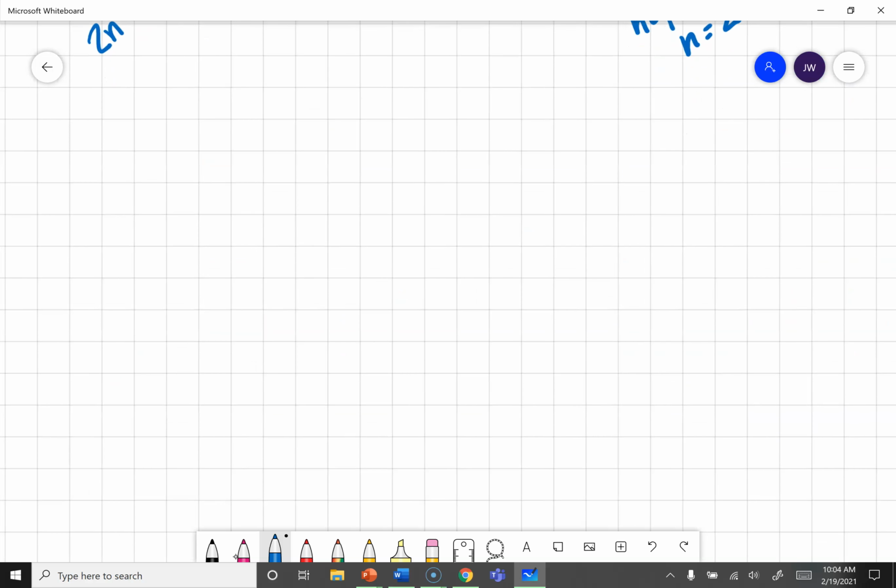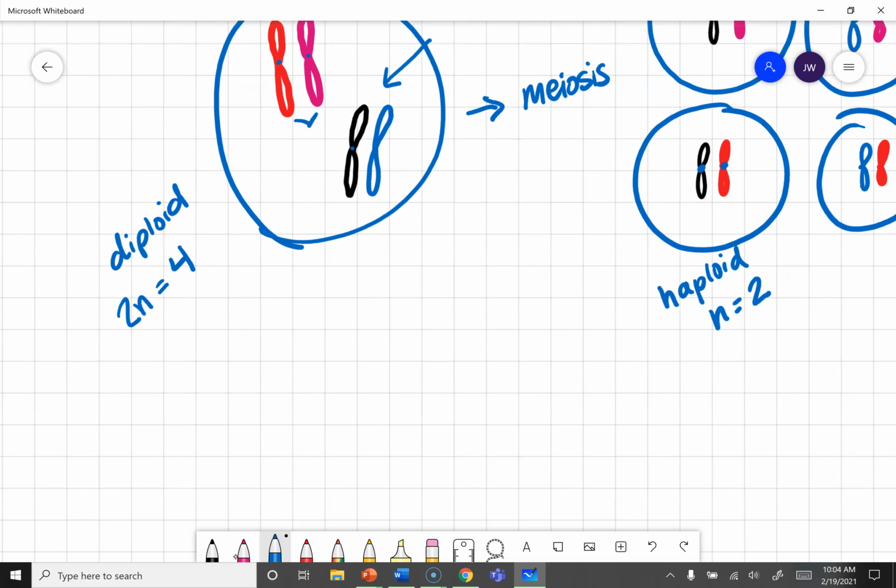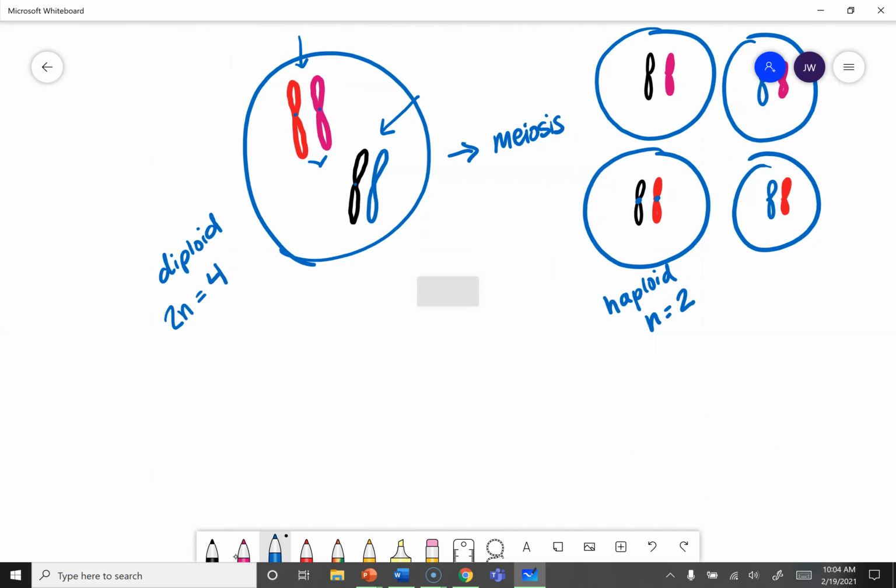So let's look at some sister chromatids. Actually, let me come back here. In this process here, we went through meiosis, but here we're going to go through replication. I actually jumped ahead. I meant to do replication first. So we're going to replicate these chromosomes and produce our sister chromatids.